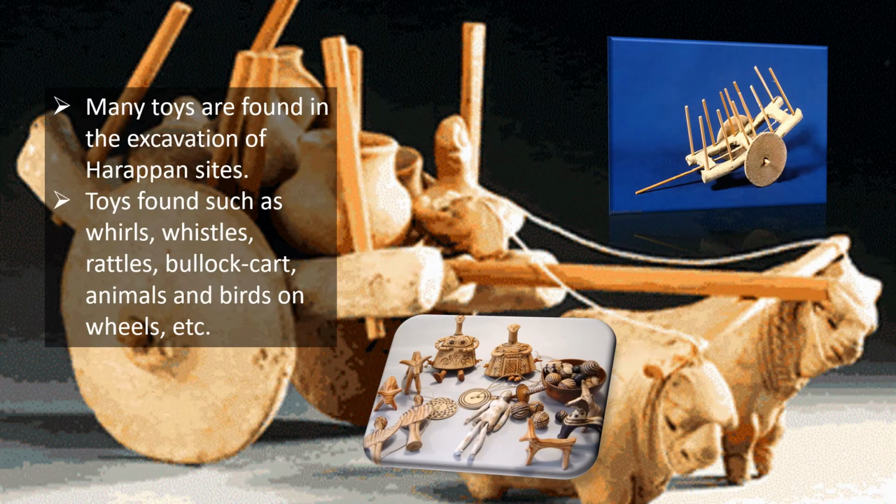During excavation, many toys were found at Harappan sites. They were wheels, whistles, rattles, bullock carts, animals and birds on wheels, etc. You can see them in the image.